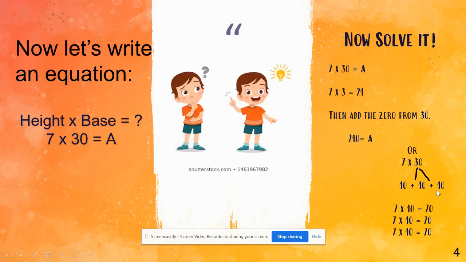But I'm not done yet. I need to add all of my answers, all of my products, together. So it is 70 plus 70 plus 70, which equals 210. Okay, so either way, you get the same answer. This is just breaking that multiple of 10 into tens and taking each 10 by itself.